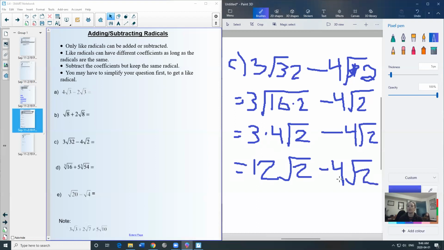And now since the radical portions are the same, I can subtract the coefficients. So 12 minus 4 is 8. And I just keep my root 2 parts. So 12 root 2 minus 4 root 2, I should be left with 8 root 2.